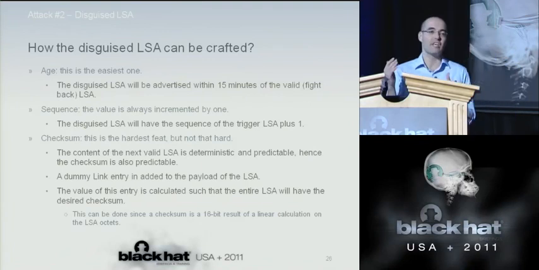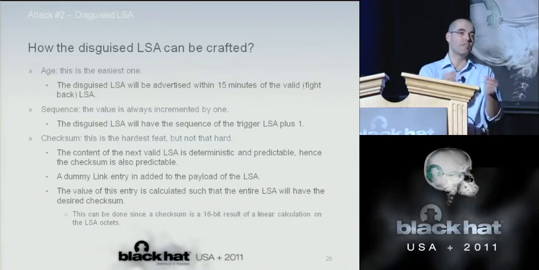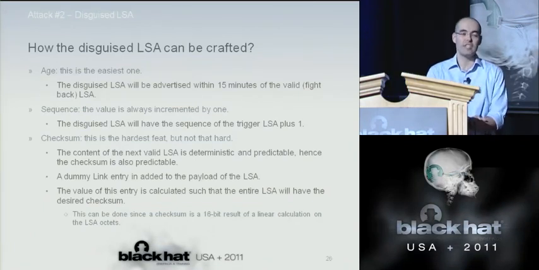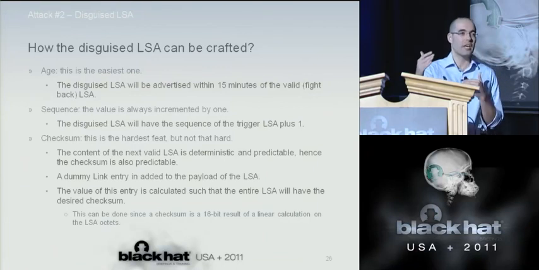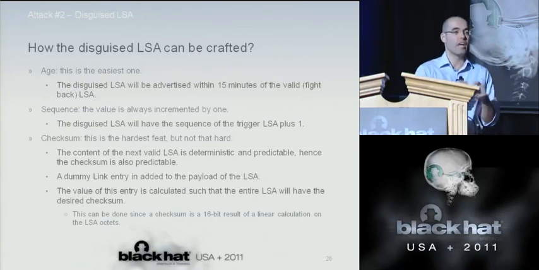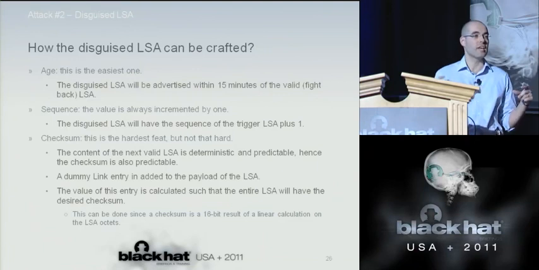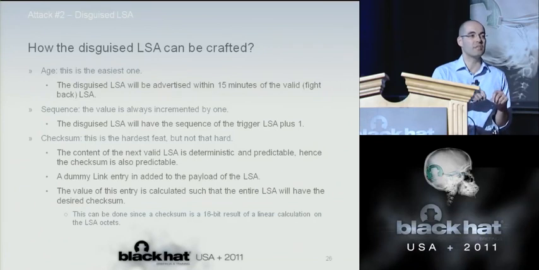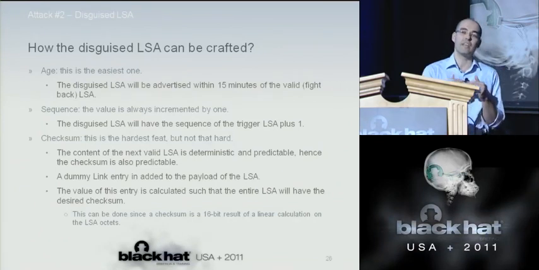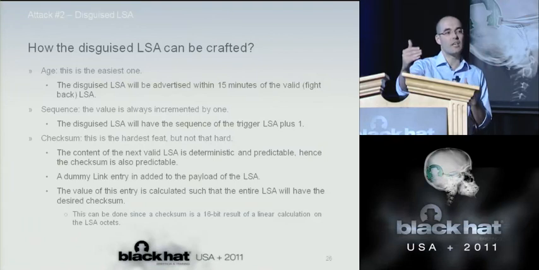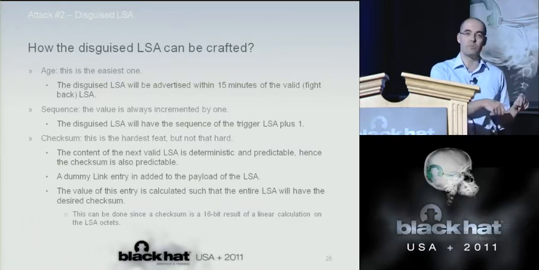So how do we actually make our disguised LSA compute to that checksum? We take the false LSA we want to transmit and add to it a dummy link entry. The purpose of this dummy link entry is to set its content in such a way that the entire checksum of the LSA will be computed to the target checksum we want.